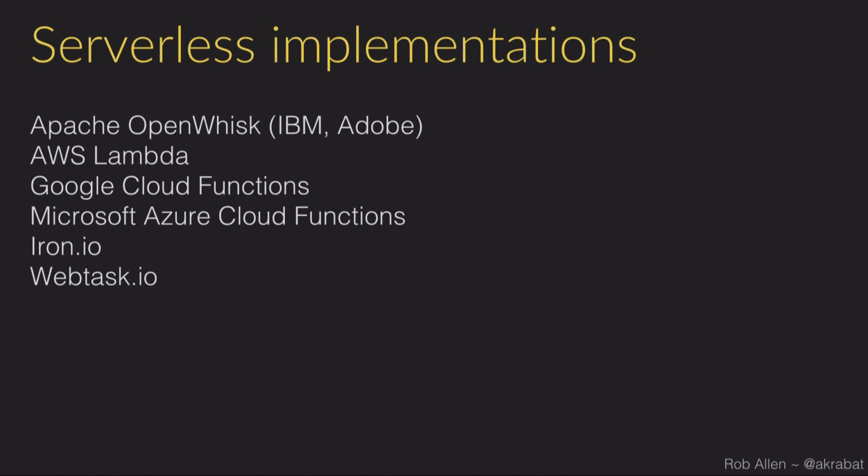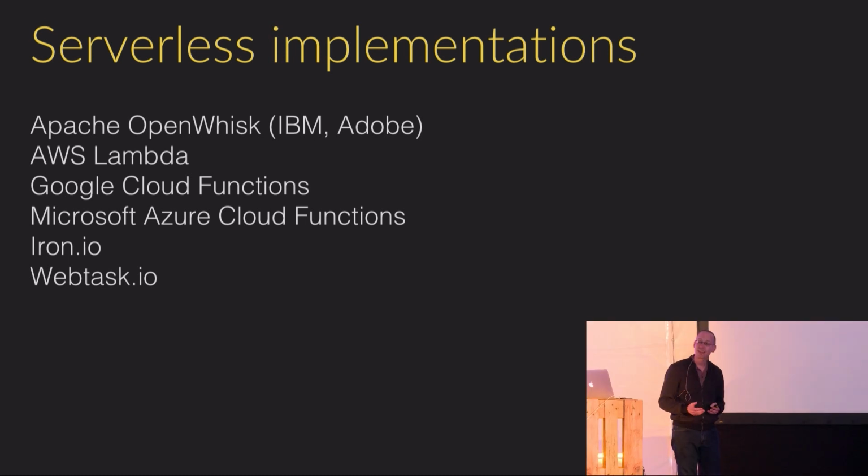AWS Lambda is clearly the market leader. We've all heard of it. I think it's quite good. Google Cloud Functions, Microsoft Azure Cloud Functions. There's clearly some naming going on there, can't you tell? They do the same basic thing. Iron.io, Webtask.io are some smaller players. Iron.io was one of the very early ones. They're all serverless implementations. With the exception of the OpenWhisk one, you've got a little bit of vendor lock-in if you're not careful, so be aware of that.